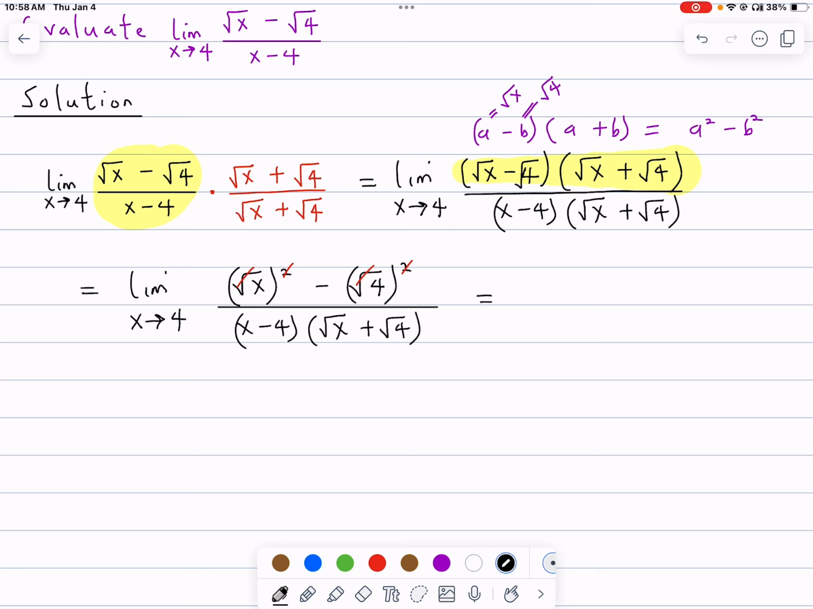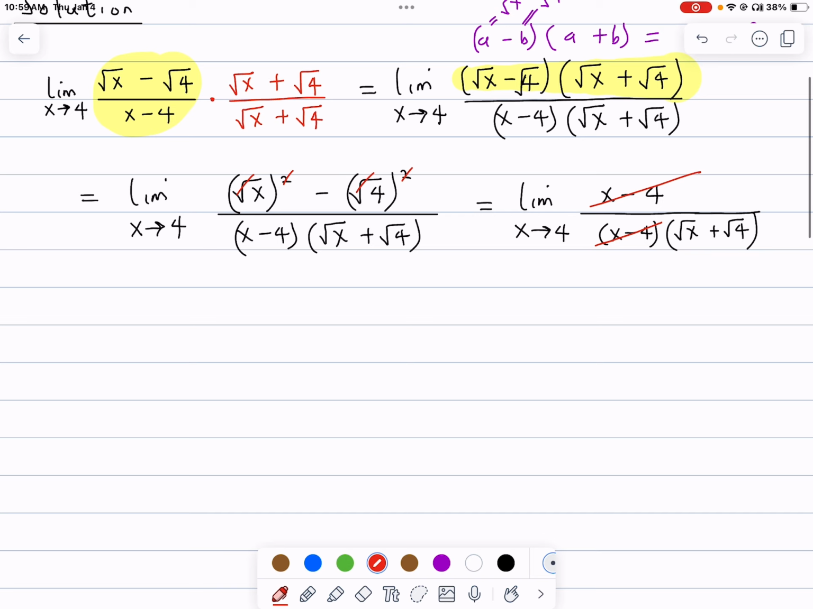I'm left with the limit as x approaches 4 of x minus 4 over x minus 4 times the square root of x plus square root of 4. I'm left with this, and all the way I kept the limit as x approaches 4. Very important. Now, what can cancel out? There is x minus 4 in the numerator and x minus 4 in the denominator. So these can cancel out, right?